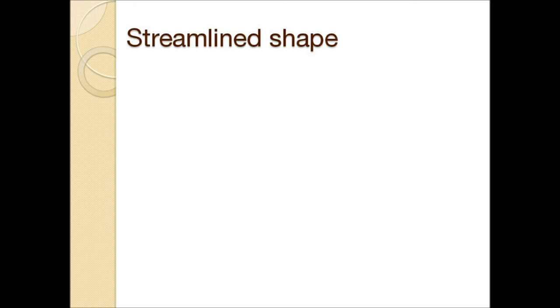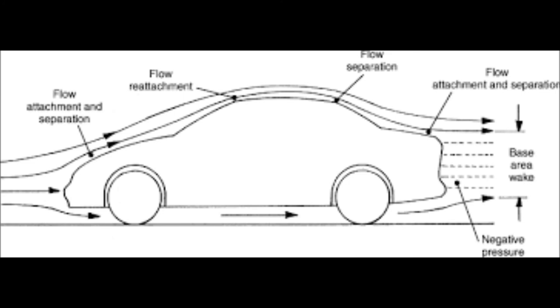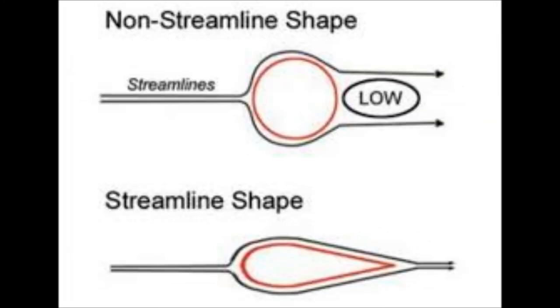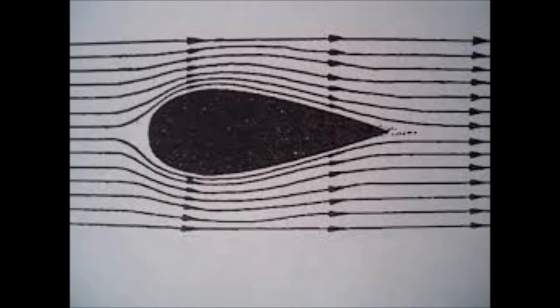Before we discuss how fluid friction can be reduced, we should know the meaning of the term streamlined shape. A body shape which offers very little resistance to the flow of air or water around it is called streamlined shape. A streamlined shape is like a thin wedge or a thin triangular object lying on its base and sloping upwards gradually.